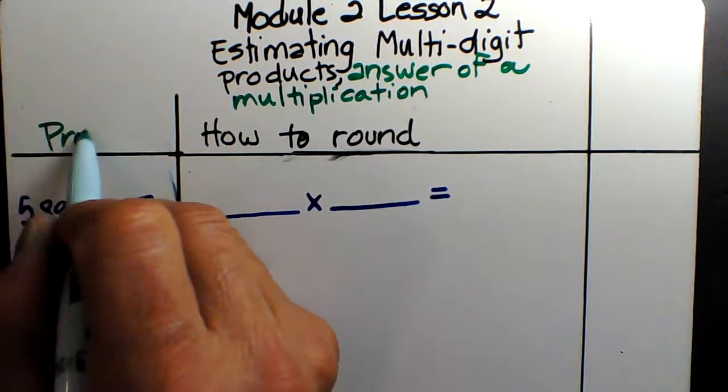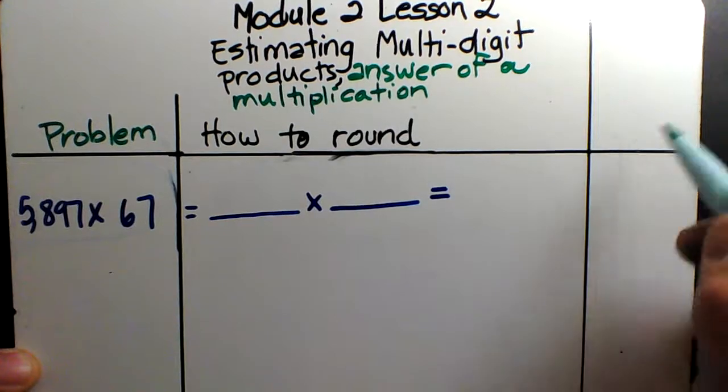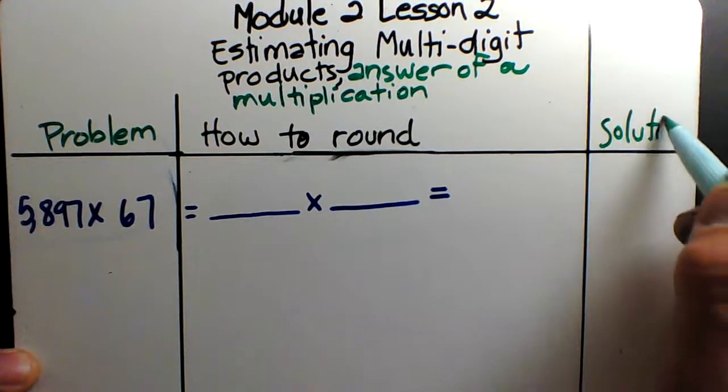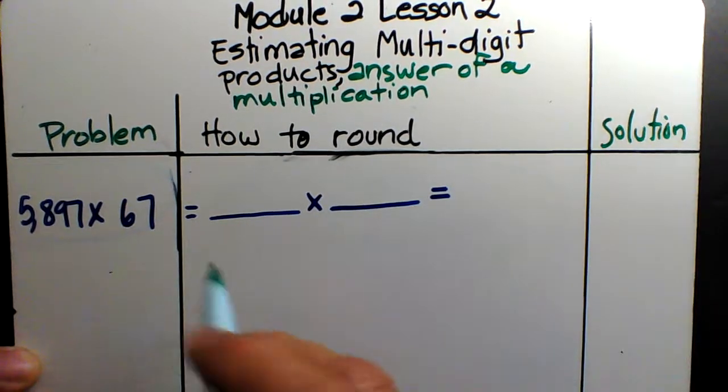Now, I forgot to write that symbol. And the solution goes right here, solution. Okay, so now let's round these numbers. So let's round the first number.